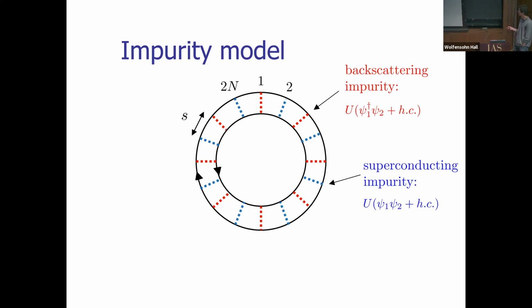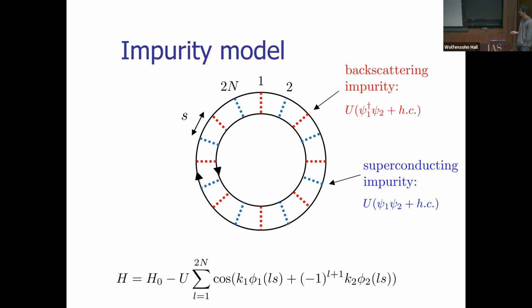Okay, so that's our model, and we have 2N of them. That's going to be important because it sets the size of our Hilbert space. We have 2N of these impurities, but when we take the thermodynamic limit, we'll keep the spacing S fixed. So N is going to scale with the circumference.